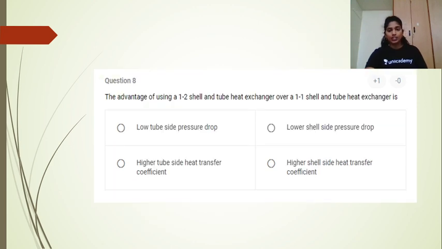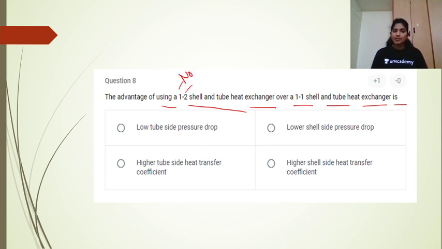Now let us solve another question. We have the advantage of using a 1-2 shell and tube heat exchanger over a 1-1 shell and tube heat exchanger. So what do this 1 and 2 represent? 1 means the number of shell passes, and 2 means the number of tube passes.